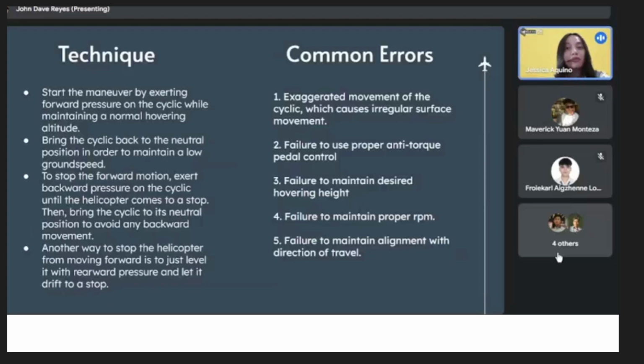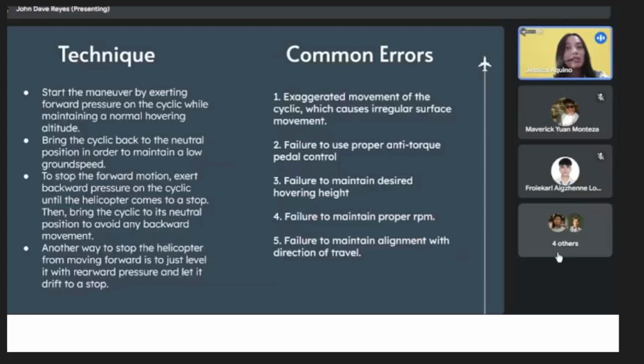To stop the forward motion, exert backward pressure on the cyclic until the helicopter comes to a stop. Then bring the cyclic back to its neutral position to avoid any backward movement. There is another way to stop the helicopter from moving forward: just level it with the rearward pressure and let it drift to a stop.